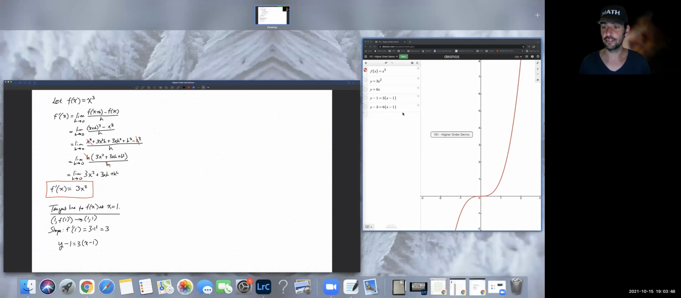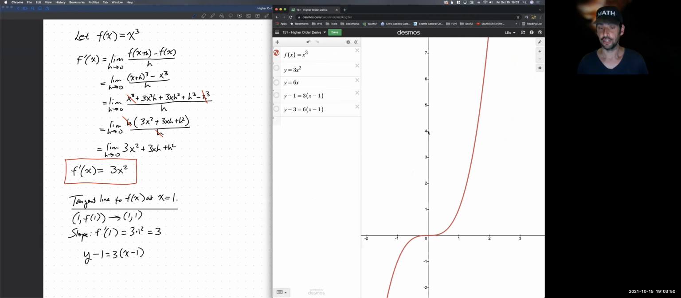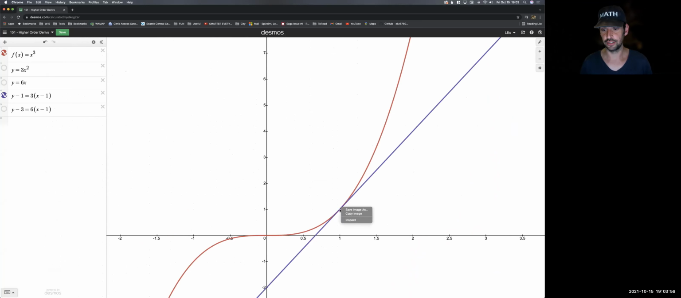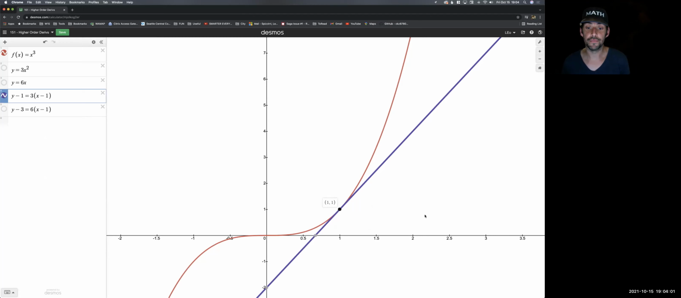Let's take a quick look at this. Here is that graph. And here's that tangent line. Oops, there we go, at 1, 1, right? Great, this is exactly what we built the derivative for, and so this is fantastic that we can do this.